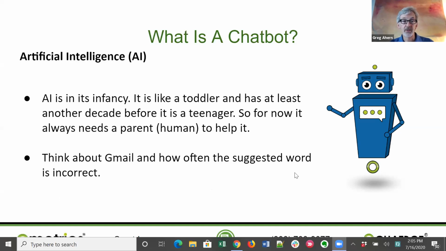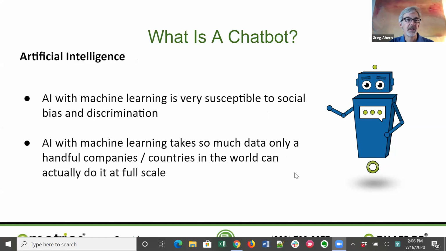Artificial intelligence, as I was saying, is in its infancy. So it's basically like talking to a toddler. People see movies and they think it's a lot better than it really is. A good example of this is if you look at your Gmail, how often is it right when it suggests a word? It's not that good. If you were really going to rely on it, it wouldn't be very good.